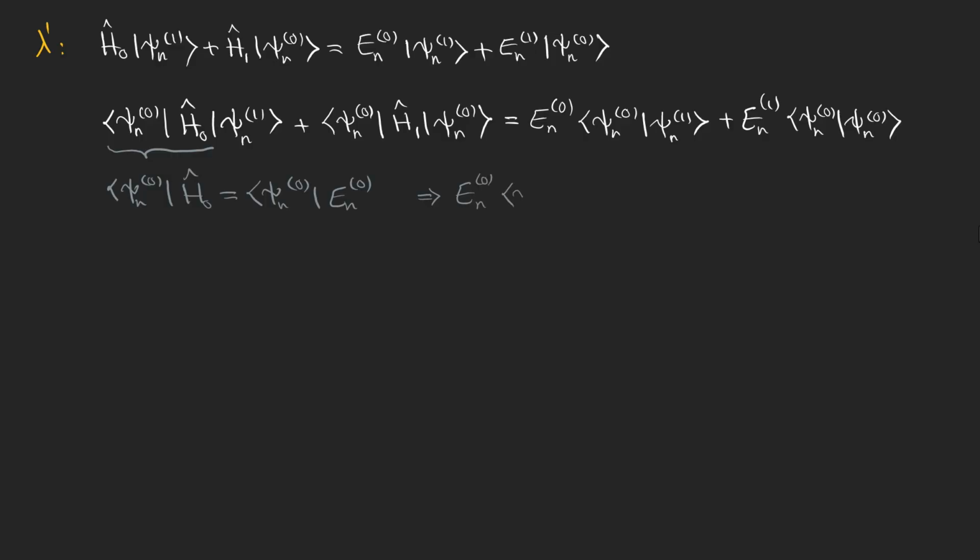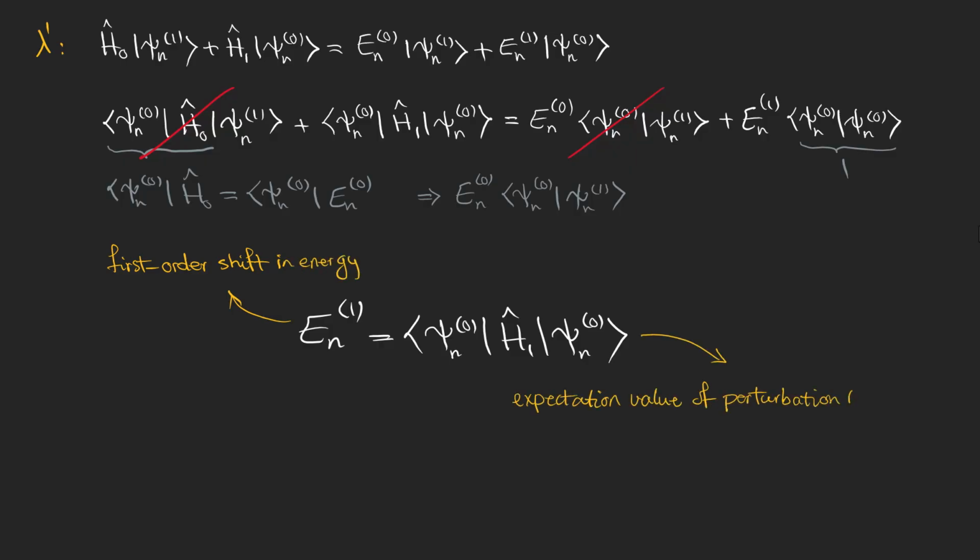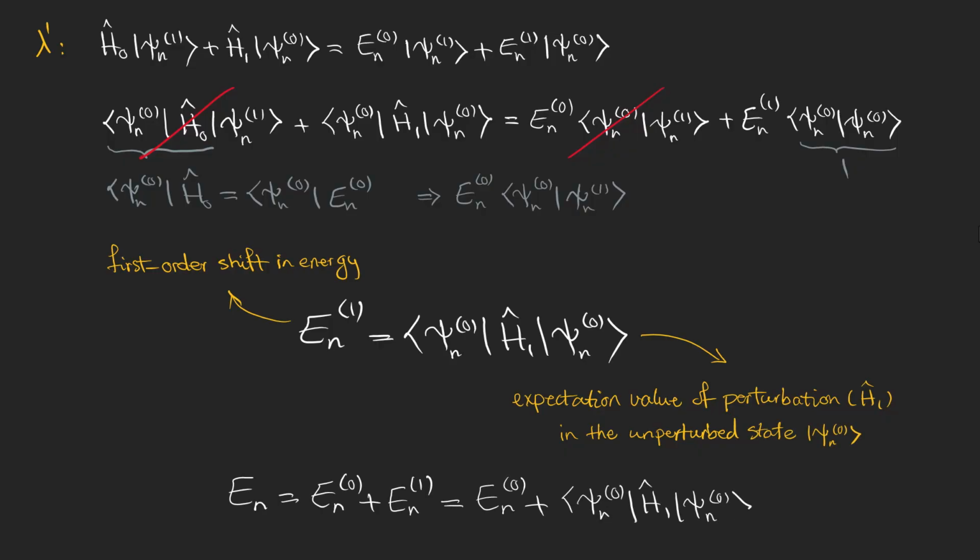So the first expression gives En0 multiplied by this inner product. We have exactly the same term on the right and they cancel out. Also, we already know that this is equal to 1. And this is the expression we have found for En1, which is the first order energy shift. And also this is the expectation value of perturbation H1 in the unperturbed eigenstate. So, the energy to the first order can be calculated using the eigenvalues for the unperturbed system plus the expression we have just found.